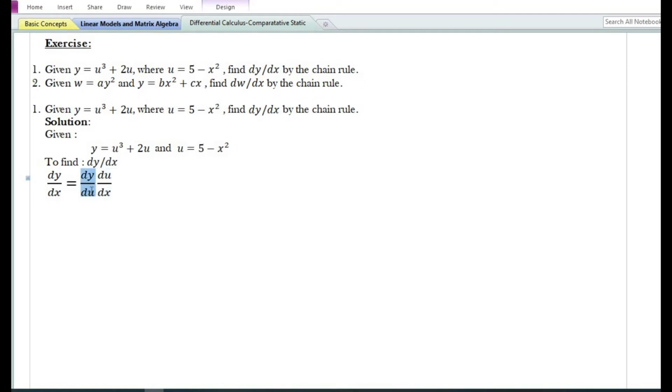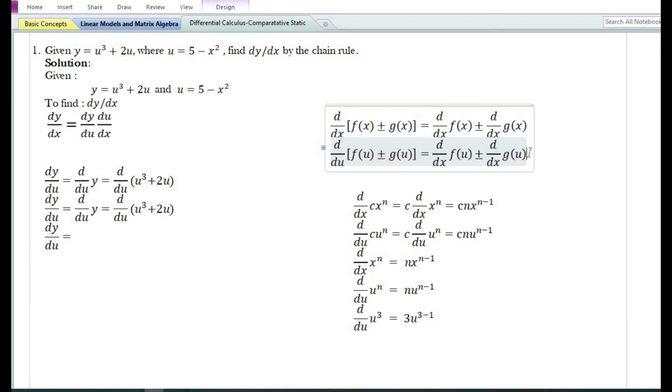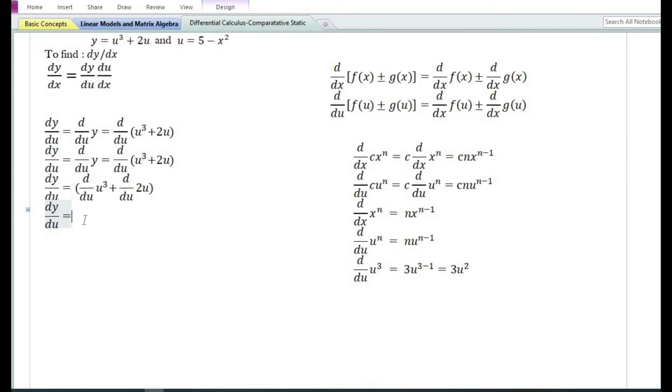Let us first find the derivative of y with respect to u. The derivative of y with respect to u is equal to d/du of y, which is equal to d/du of u cube plus 2u. Using the sum and difference rule, the derivative of the sum of two functions is equal to the derivative of the first function plus the derivative of the second function. Using the power function rule, the derivative with respect to u of u cube is equal to 3u to the power 3 minus 1, plus, using the constant times a function rule, the derivative of a constant times a function is equal to the constant times the derivative of the function.